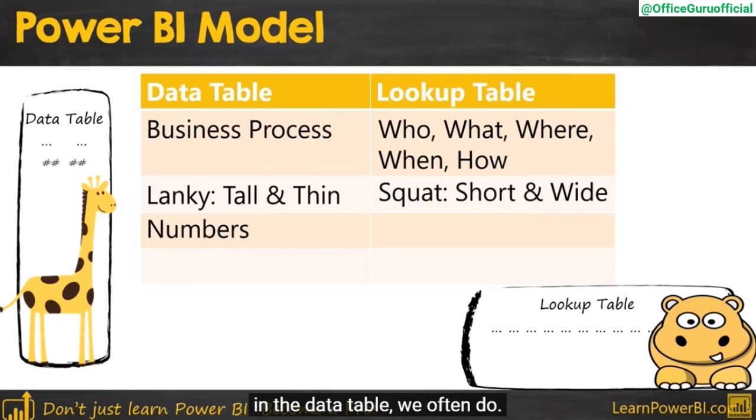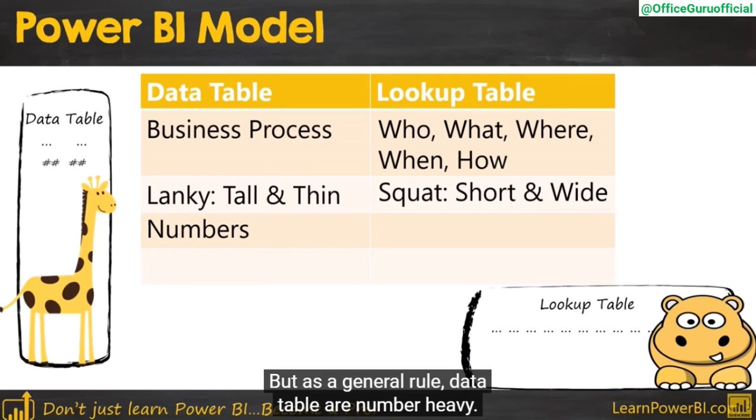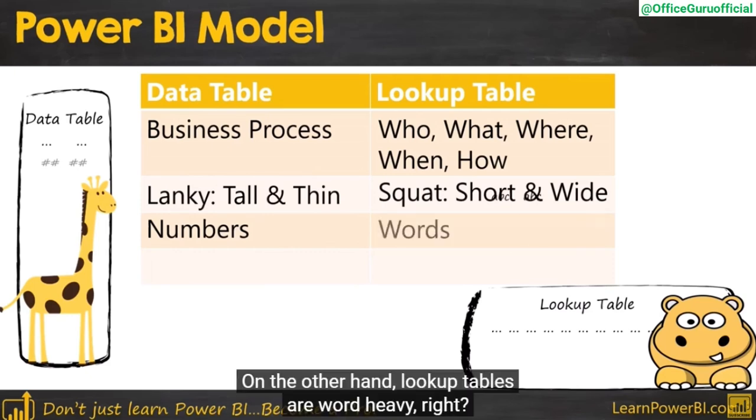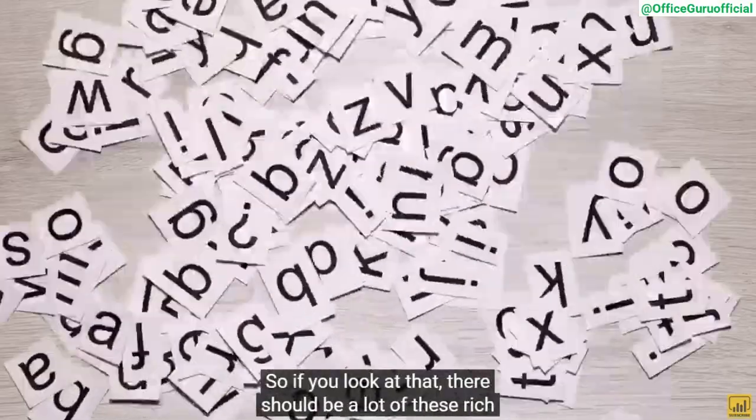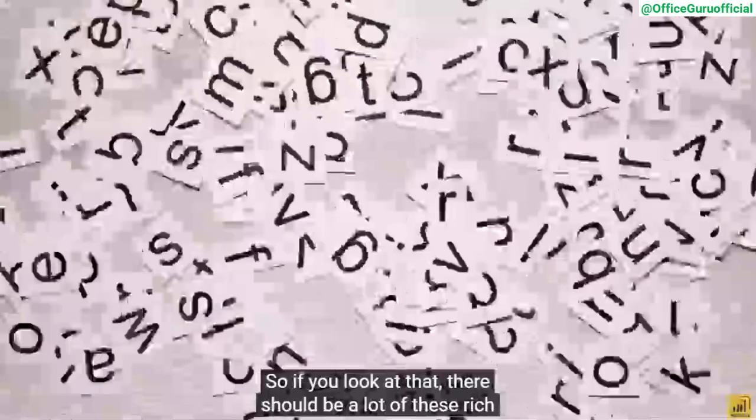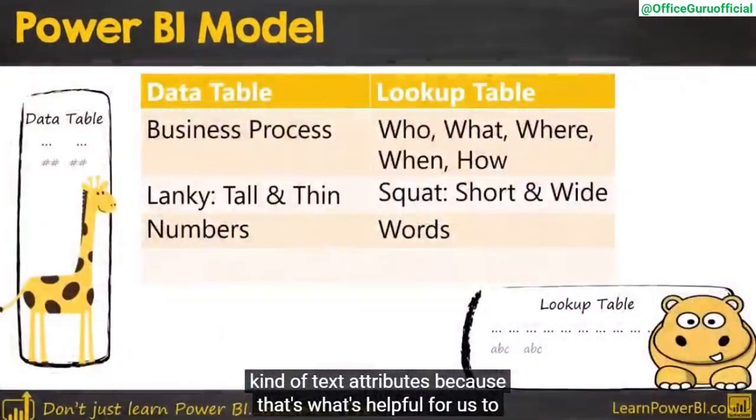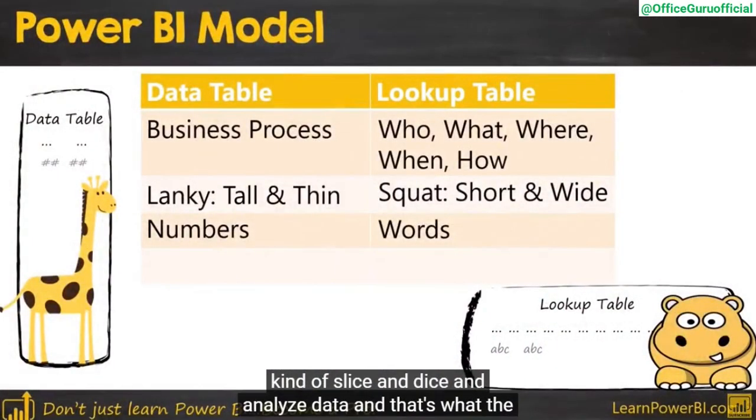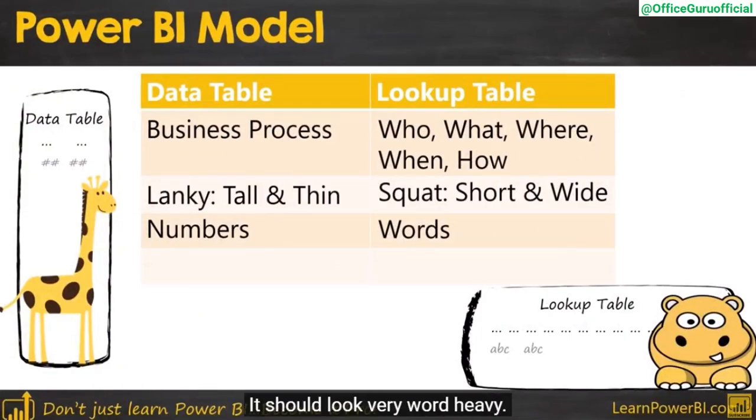We often do, but as a general rule, data tables are number heavy. On the other hand, lookup tables are word heavy, right? So if you look at that, there should be a lot of these rich text attributes, because that's what's helpful for us to slice and dice and analyze data. And that's what the lookup tables bring us. So it should look very word heavy.